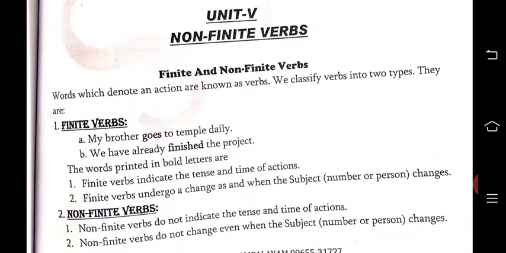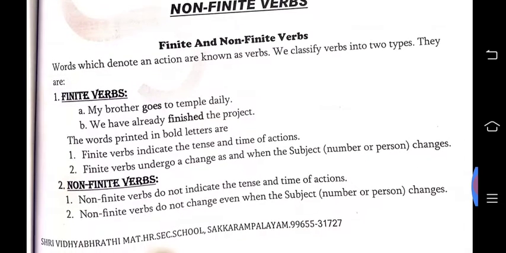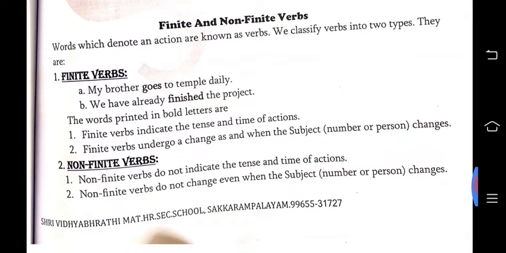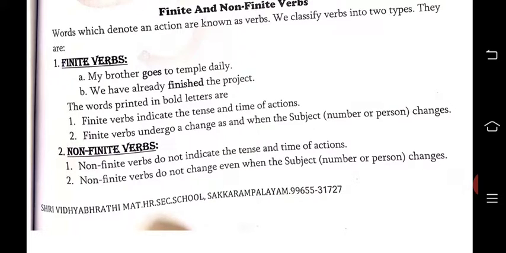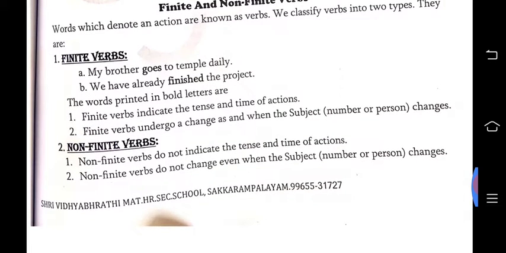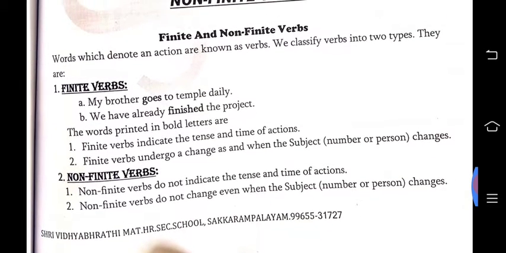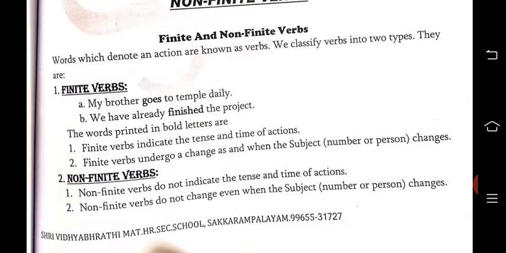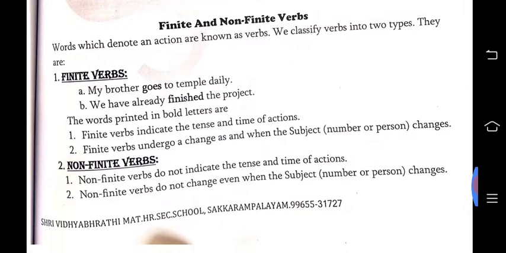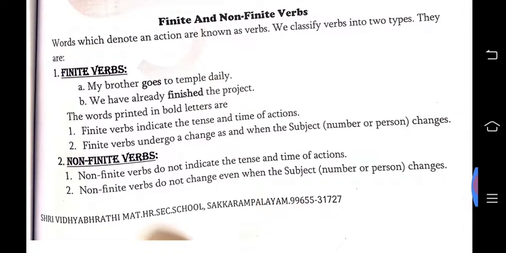So unit 5, non-finite verbs. Finite and non-finite verbs. Words which denote an action are known as verbs, that we know very well. We classify verbs into two types: finite and non-finite verbs. My brother goes to temple daily. We have already finished the projects. So here we have the subject-verb agreement. That means what? A finite verb has a subject and it shows the tense form, we told.